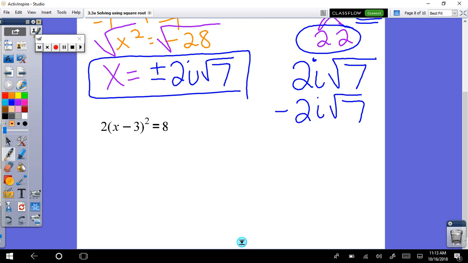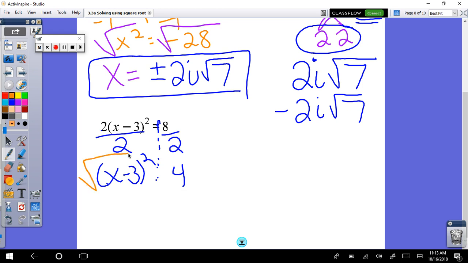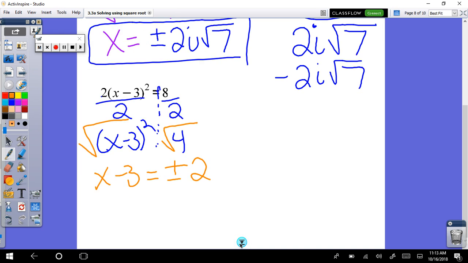This one, in order to isolate the square root, x minus 3 squared, I'll have to start by dividing by 2 on this side. I'm going to end up with x minus 3 squared equals 4. To undo the square, I'm going to square root both sides, and I'm going to get x minus 3 equals plus or minus 2. Square root of 4 is just 2, real number 2. Then to solve for x, I'm going to have to add 3 on both sides.